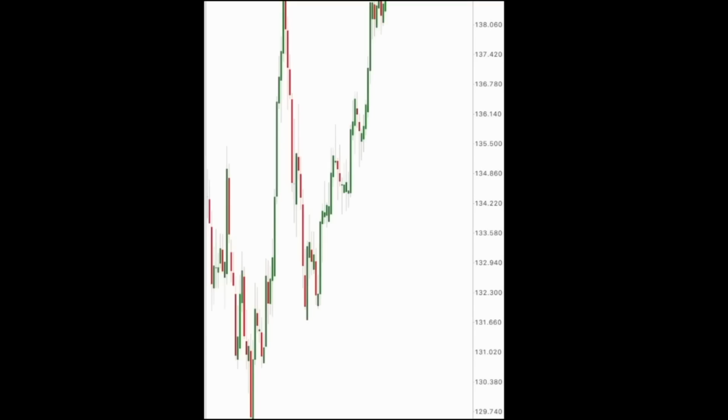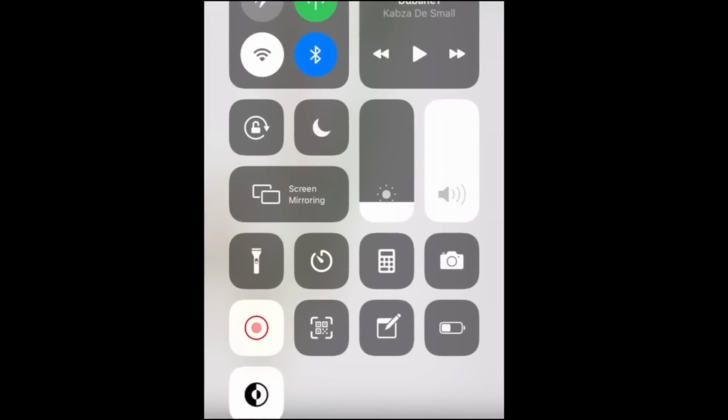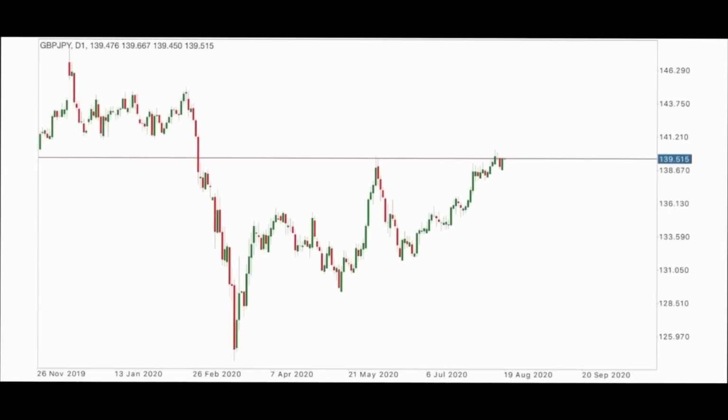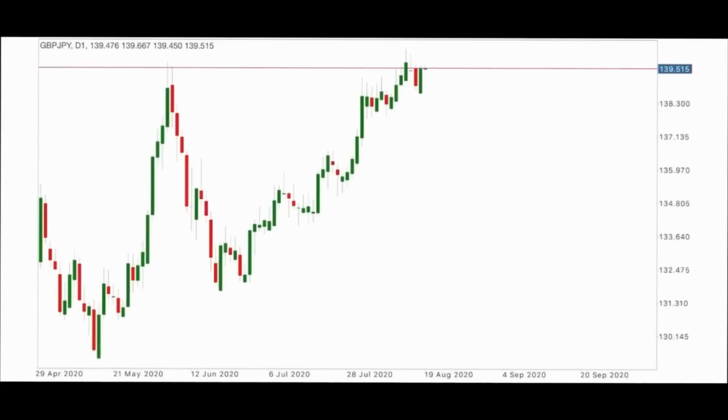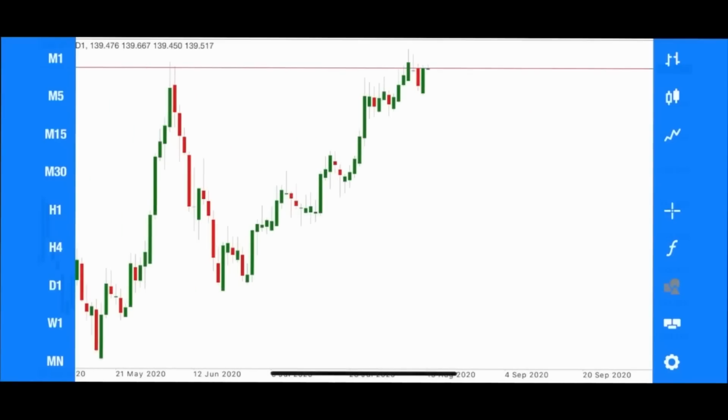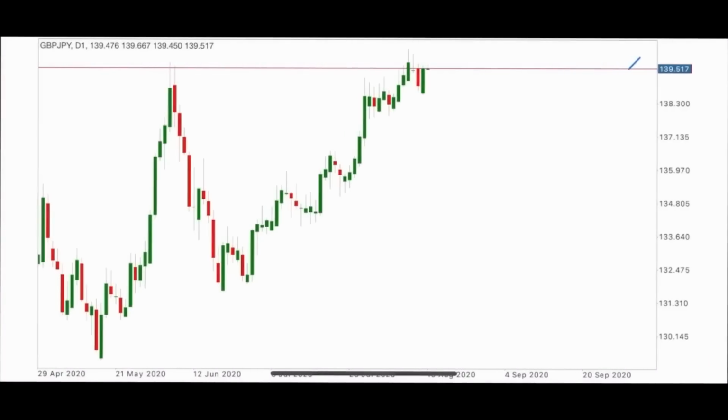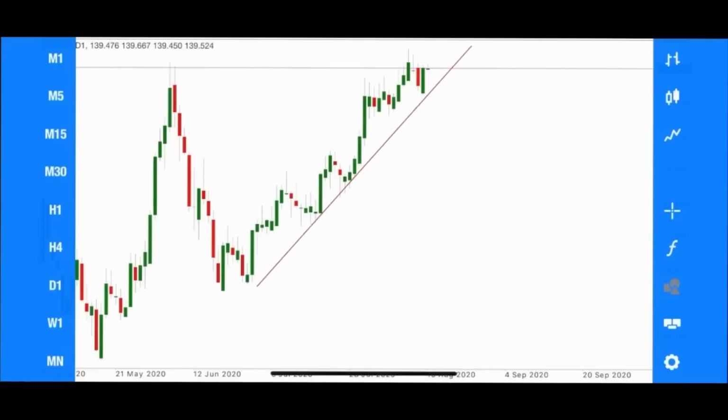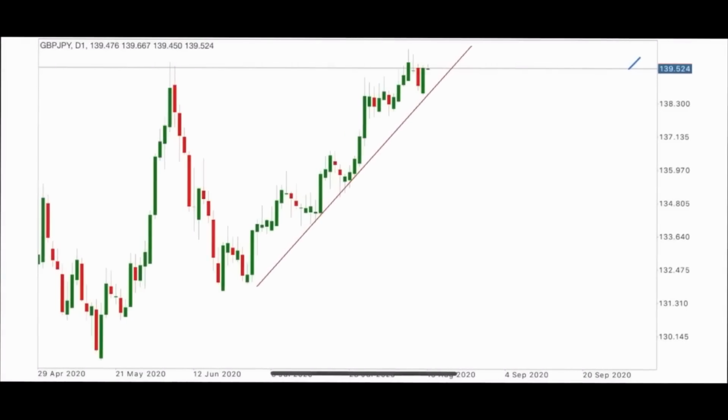Now I'm going to move my phone to portrait version. Then I'm going to zoom in and start drawing my diagonal supporting trend line. I've drawn it, and then I'm going to draw my diagonal resisting trend line. Yes, I've drawn it again.